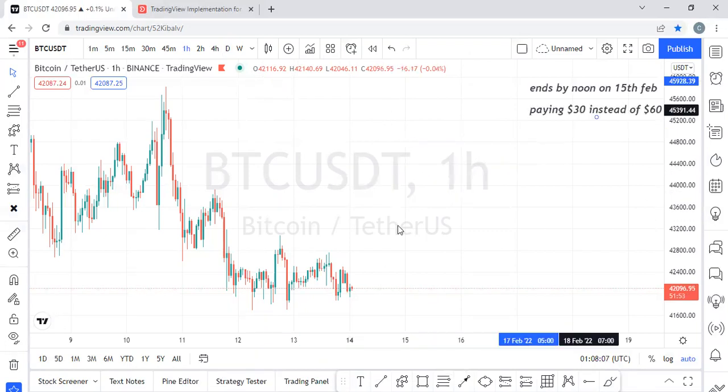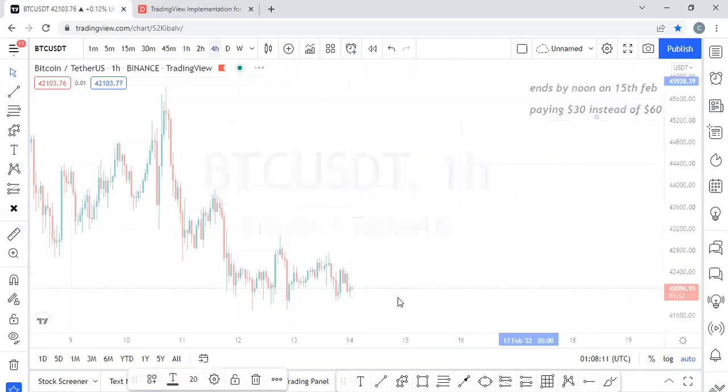Let's look at the 4-hour Bitcoin, and then let's understand what's happening in this chart.